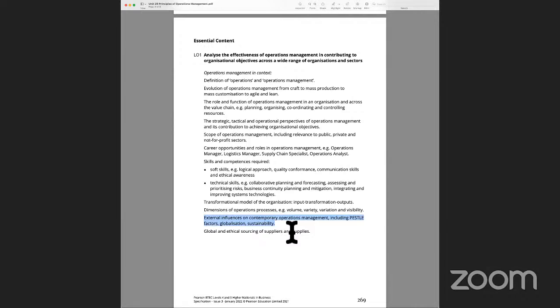And in that, what we're going to do is not consider something generic like political, economic, but we look at using PESTLE to discuss globalization as a factor and sustainability as a factor.